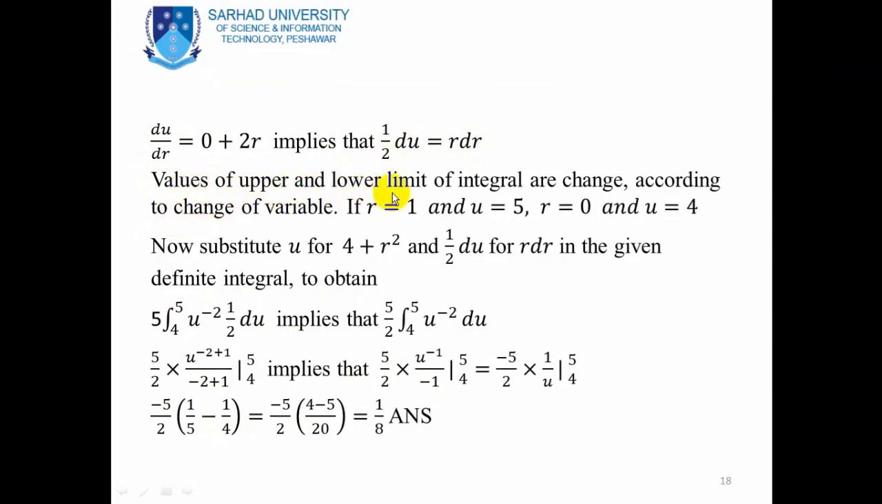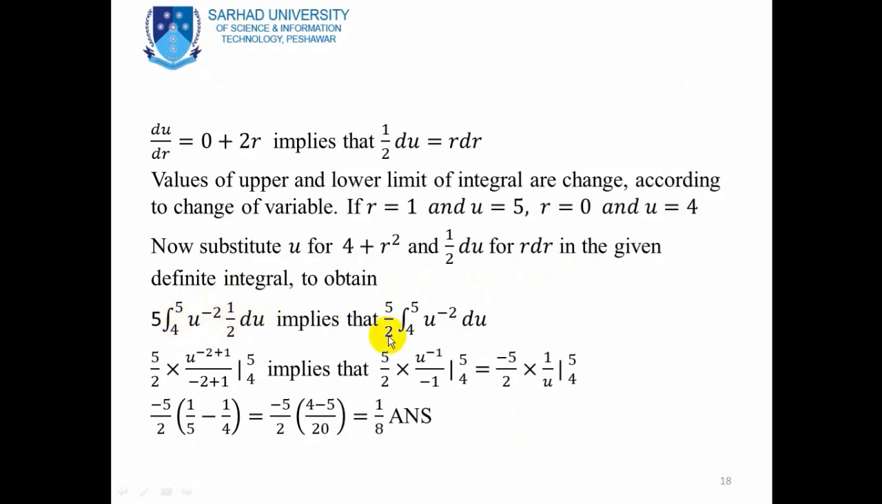Values of the upper and lower limits of the integral are changed according to the change of variable. So if r is equal to 1, u is equal to 5, and if r is equal to 0, u is equal to 4. Now substitute u for 4 plus r square, and 1 over 2 du for r dr in the given integral, we obtain 5 integration from 4 to 5 of u power minus 2 into 1 over 2 du.